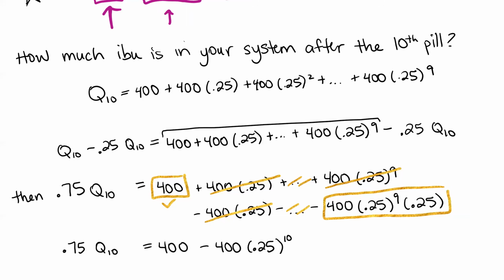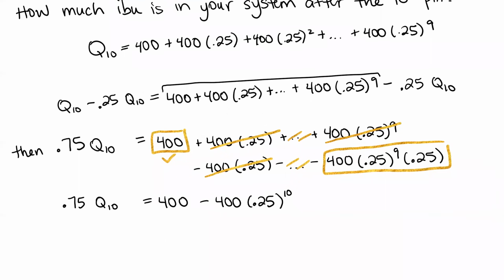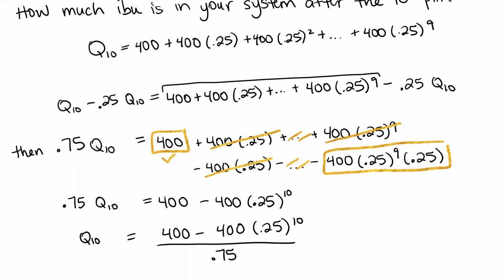So now we can see we don't have to add up 10 whole numbers. In order to find Q10, we just need to add up 2 numbers, because now this tells us that Q10 is equal to the right-hand side divided by 0.75. Okay, so here is our shortcut formula for finding Q10.